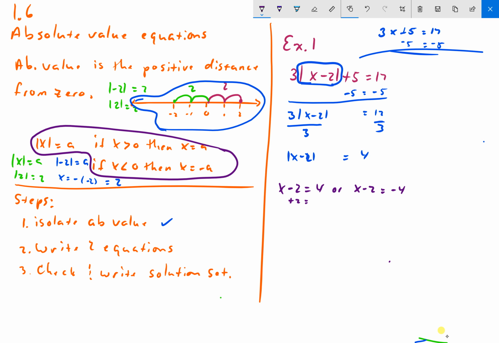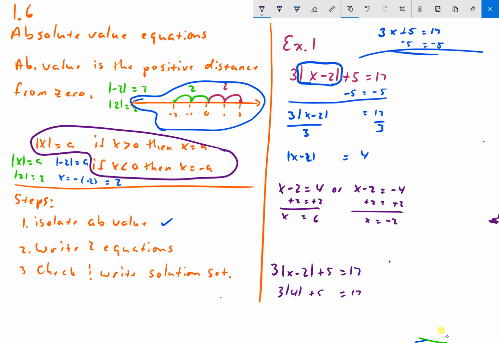So now I'm going to add 2 to both sides. I get x equals 6, add 2 here, and I get x equals negative 2. So if we take a quick look, I'm going to go back, here's my original equation. If I plug in 6, I get 6 minus 2, which is 4. I get 3 times the absolute value of 4 plus 5. Well, that's just going to be 3 times 4, which is 12, plus 5, which equals 17.